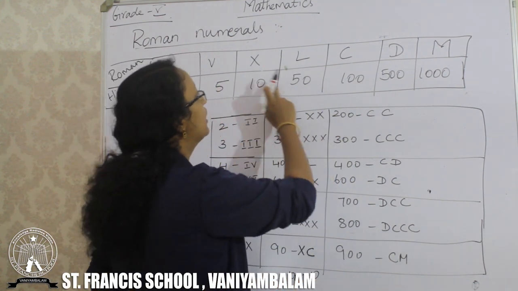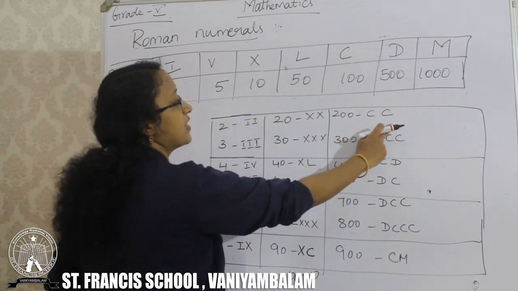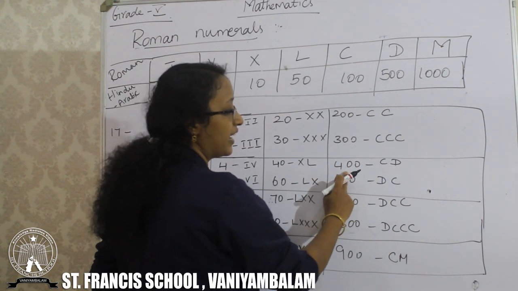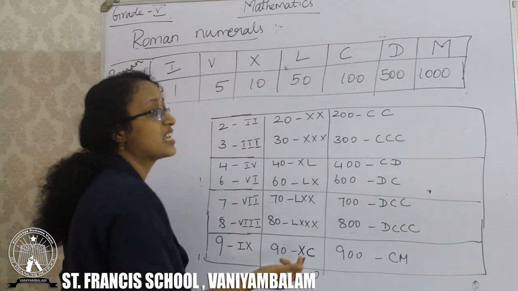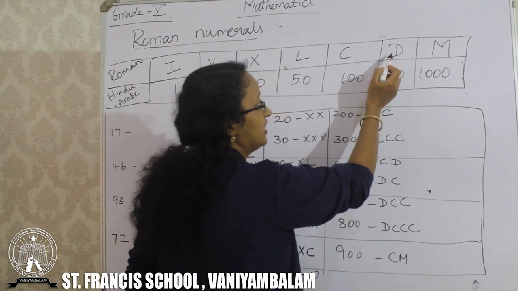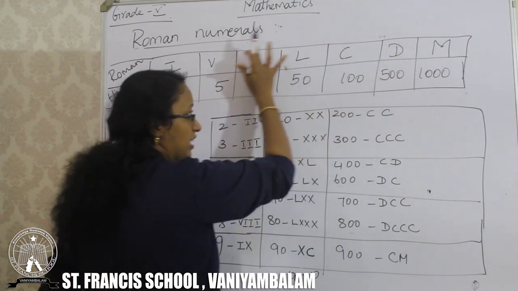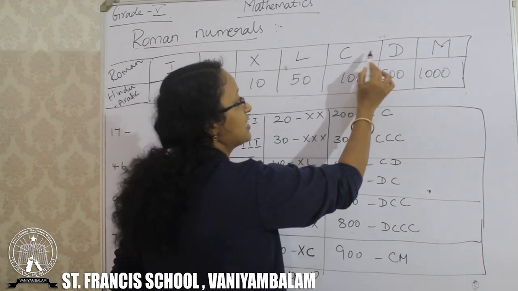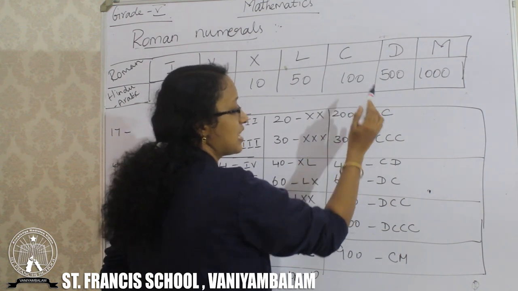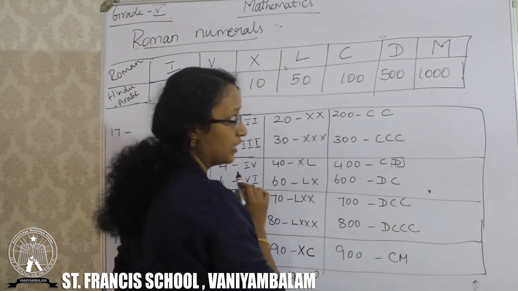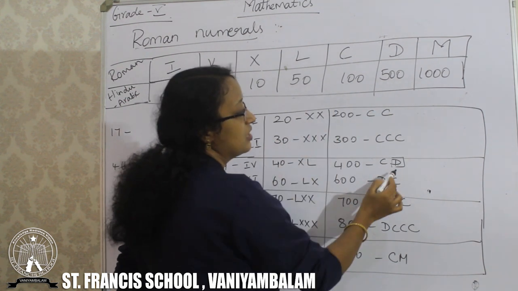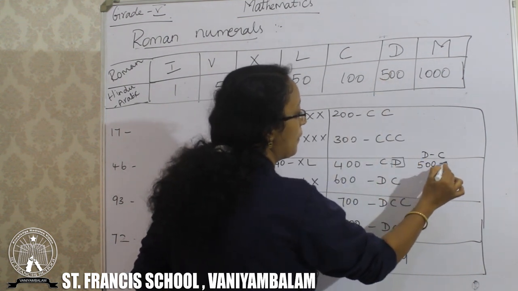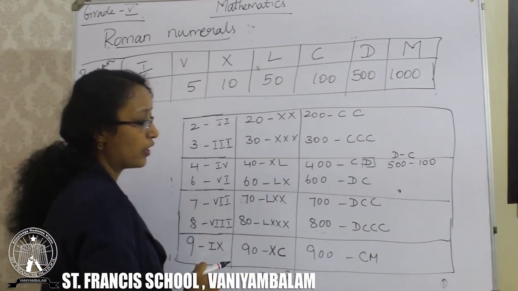Next, for 200, you will write CC because 2 times 100. So, CC, 300, 3 times C, 400, CD. Why are we writing CD? Because D is greater than C. If you study this table, you can write this table by yourself. So, D is 500 and is greater than 100, so you can subtract, D minus C. D is 500 minus C is 100. You will get 400.